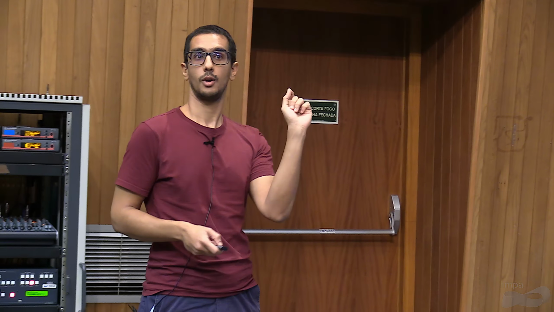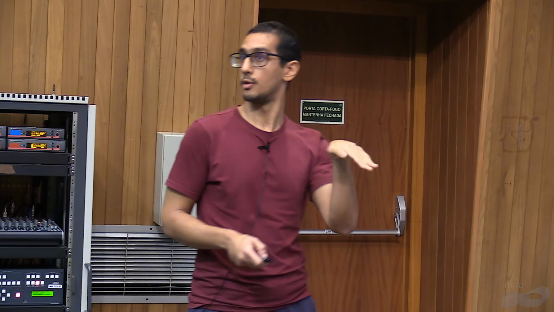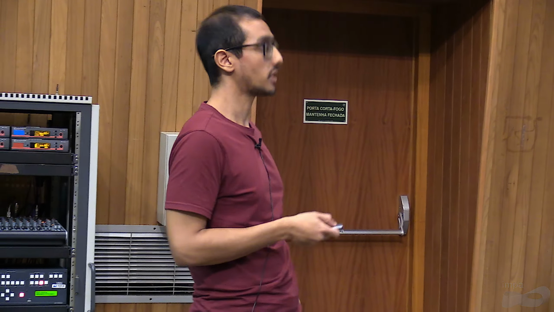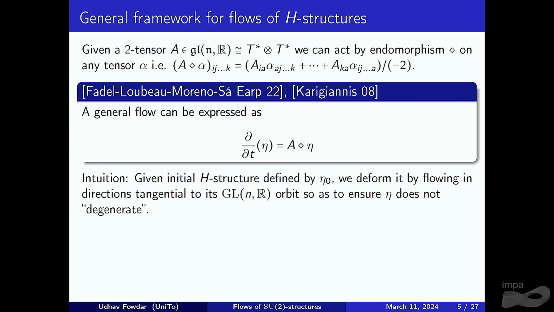So you can move in any direction you would like, that's fine. But if you have a specific H structure, you better move in a certain direction. And this is what this flow here isn't capturing. Okay, so that's why the endomorphism action. You're differentiating sort of a GLN action.